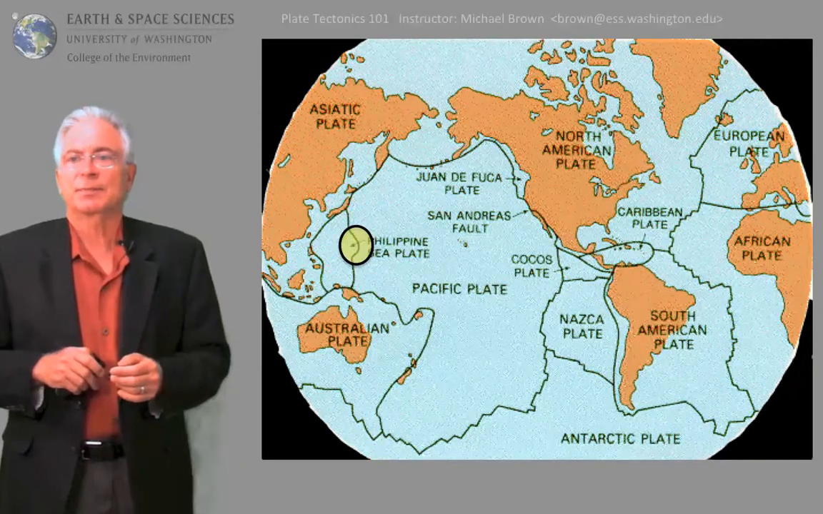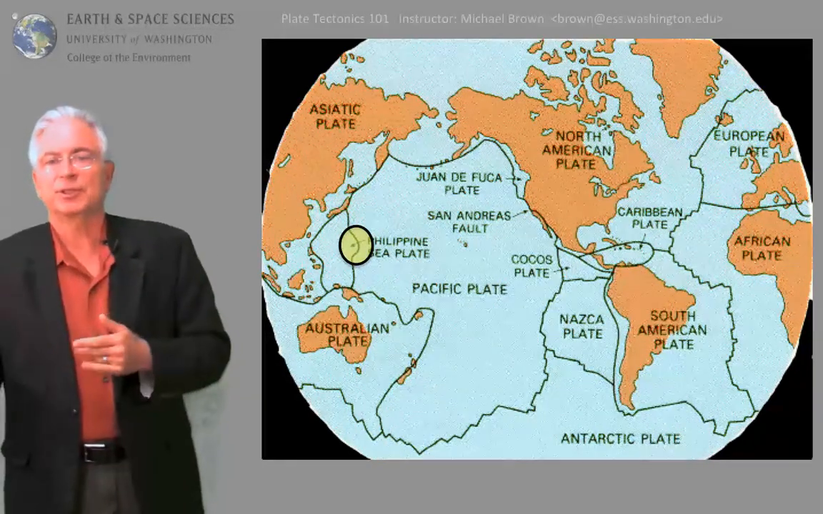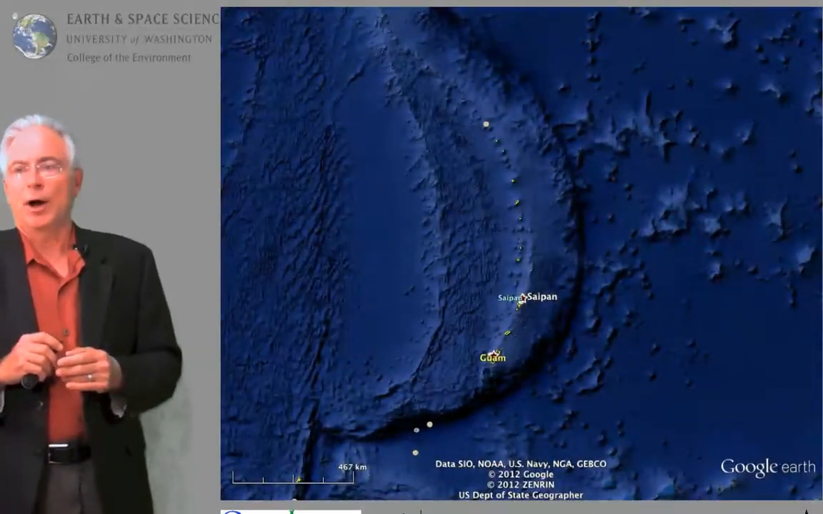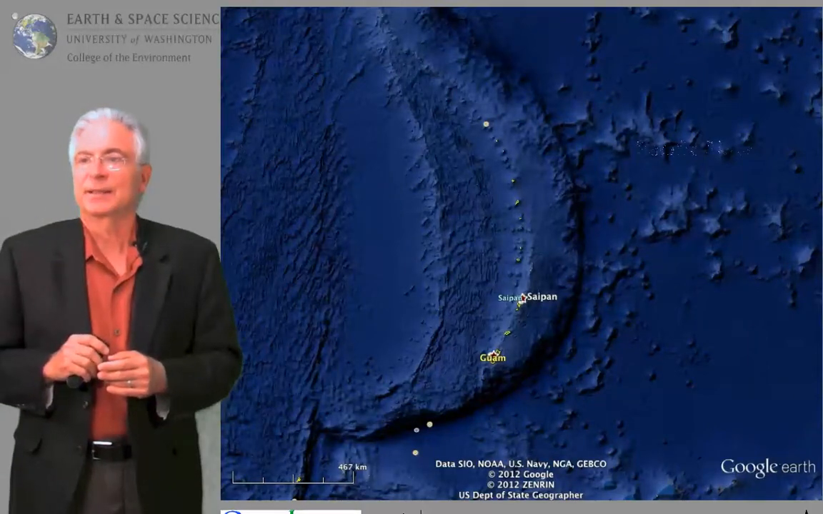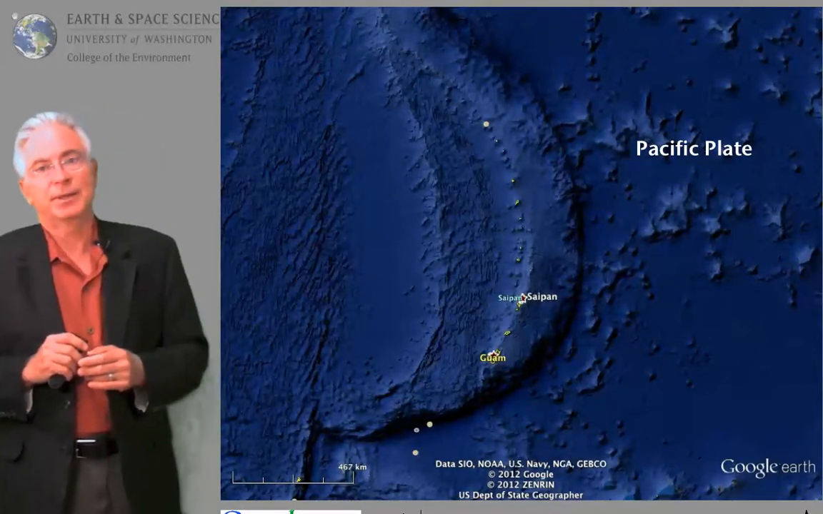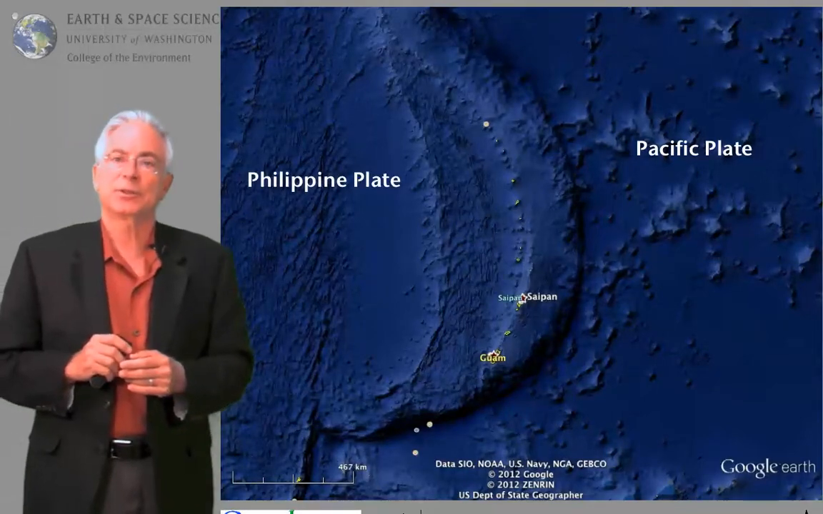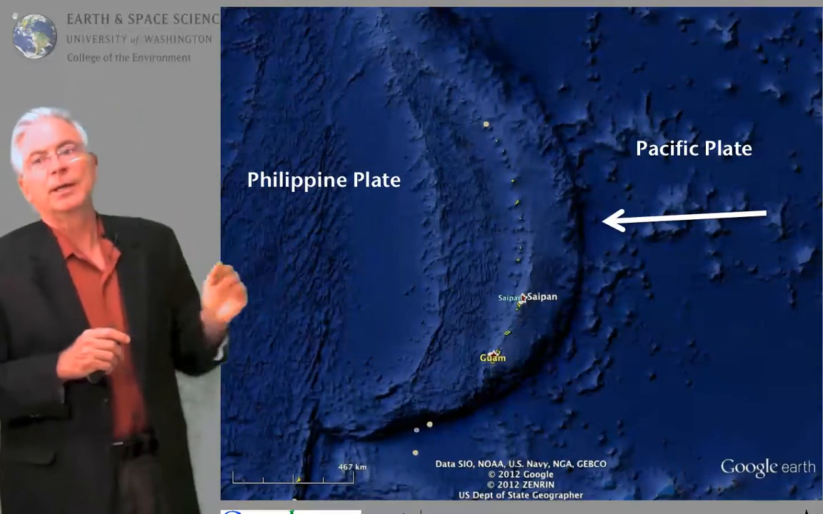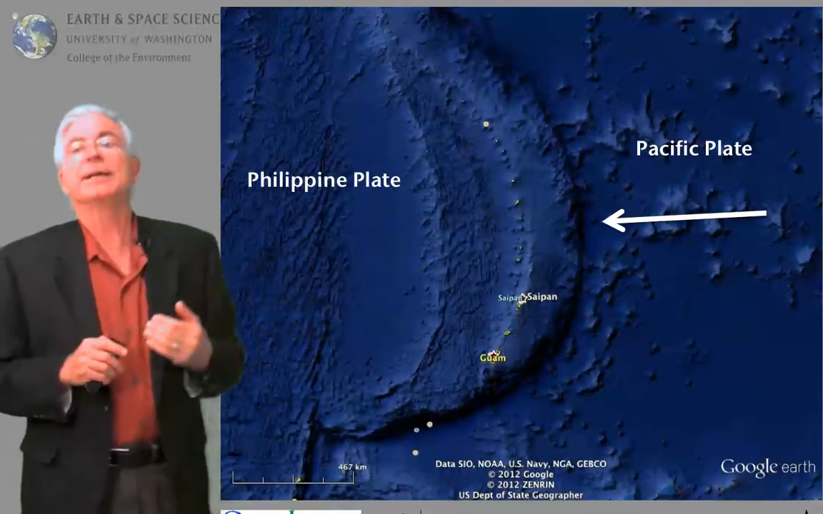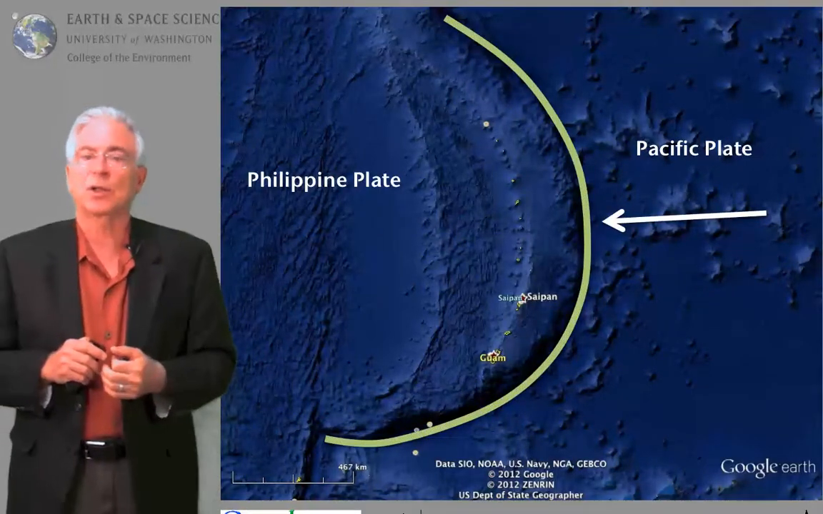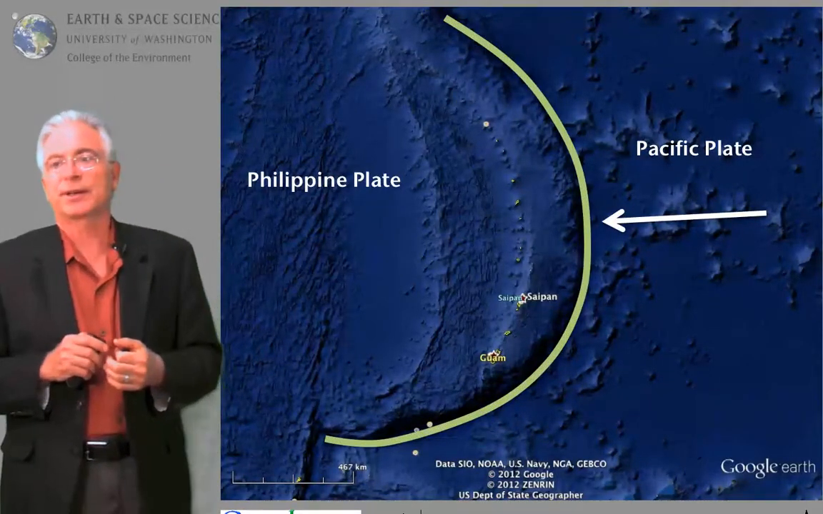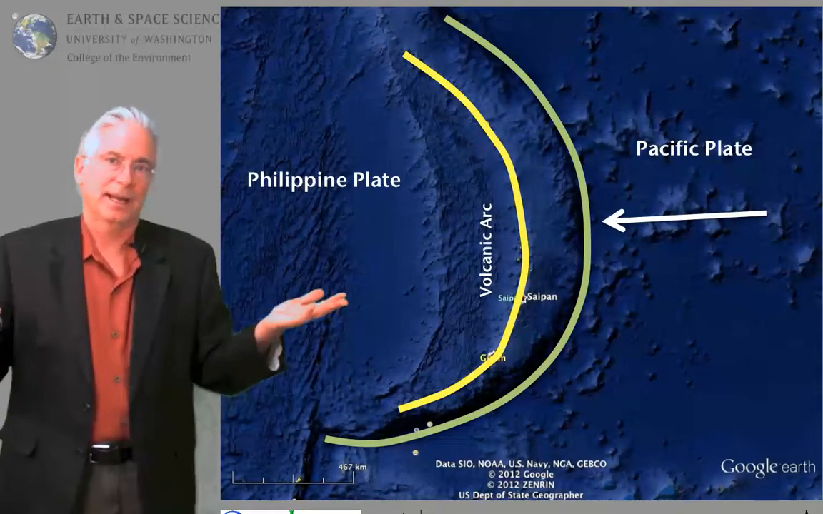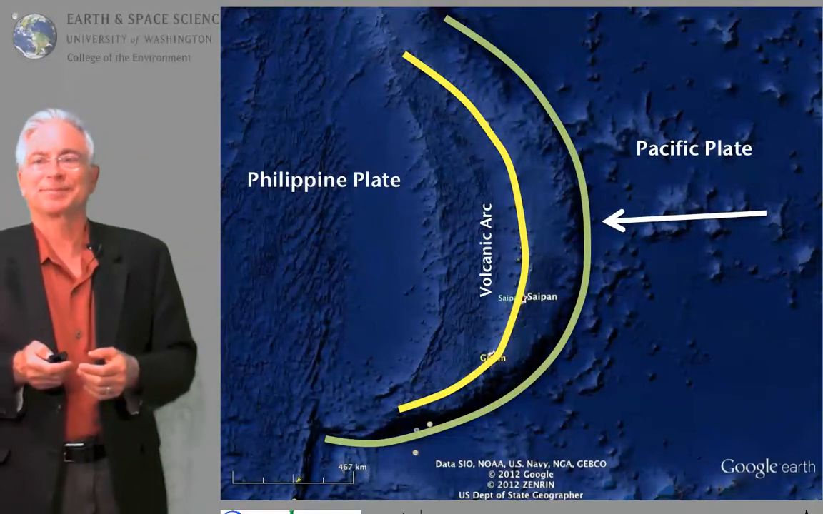Let's look at subduction where it's not an ocean impinging on a continent, but an ocean impinging on an ocean. Here in the area of Guam, we have the Pacific Plate to the east and the Philippine Plate to the west. The Pacific Plate is impinging on the Philippine Plate, and you can see it's pushing in against the Philippine Plate, and it subducts along a trend indicated by the arc there. Just behind that arc is an arc of volcanic islands. Naturally enough, we call that the volcanic arc.